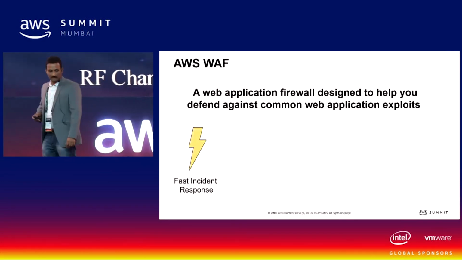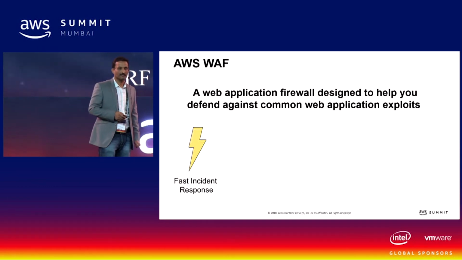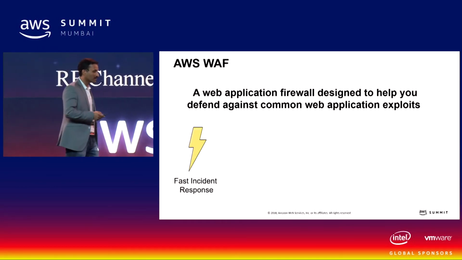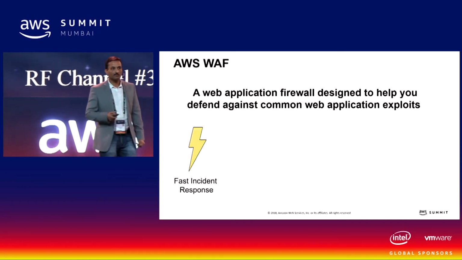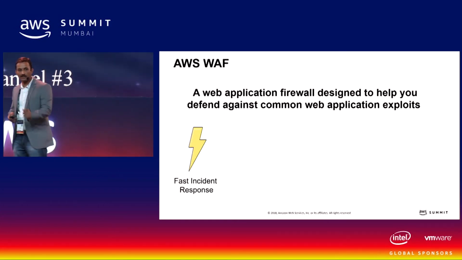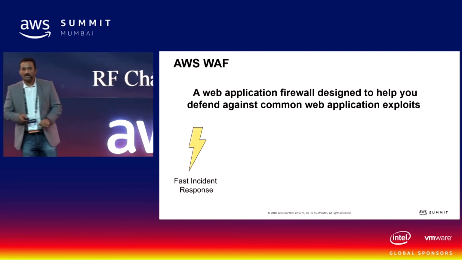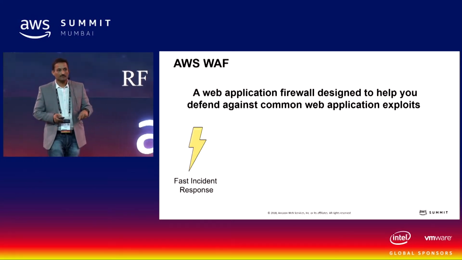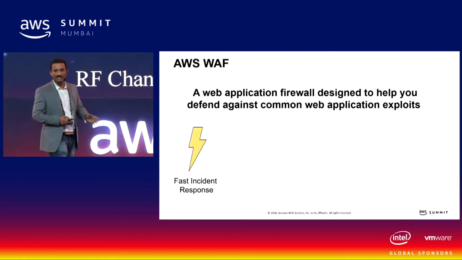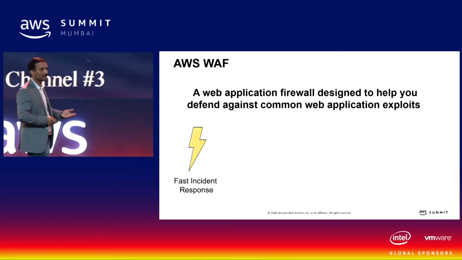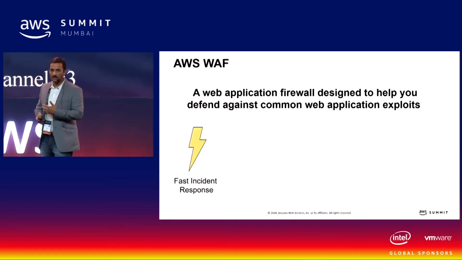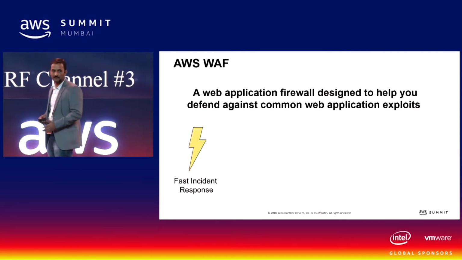So what's the difference there? First, it's fast incident response. For example, if you detect an anomaly or an attack and you modify a rule set, that rule set will propagate across all your AWS services within a minute, right? So you can deploy a mitigation globally in a very short time, right?